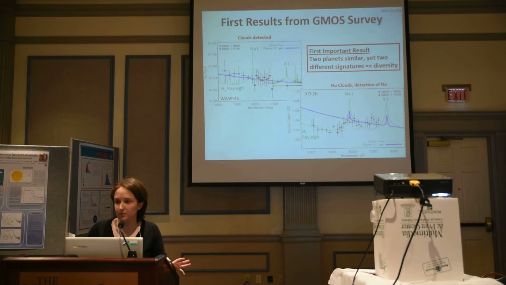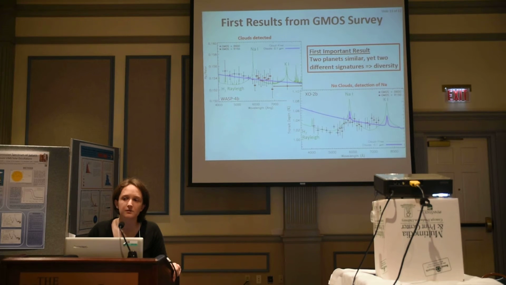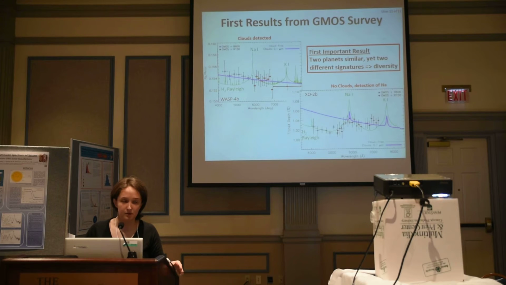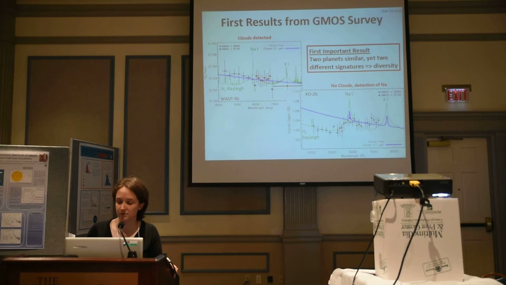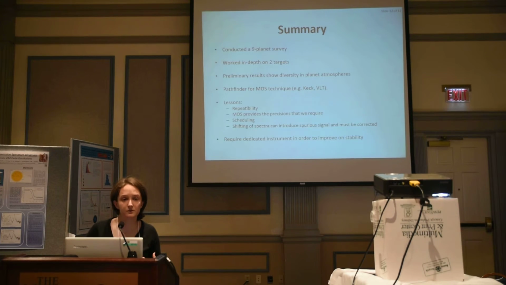So right now, the first important result from the survey is that we see diversity in these atmospheres, and that's also a result that's been coming out of other surveys as well. We don't know yet how prevalent the clouds are across our sample, but so far the key result is that we have diversity we don't yet understand. And so with that in mind, I just want to summarize our findings of our survey so far.